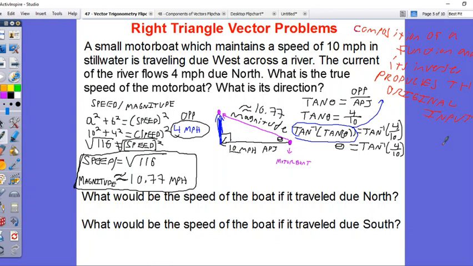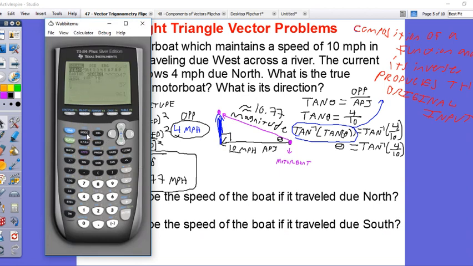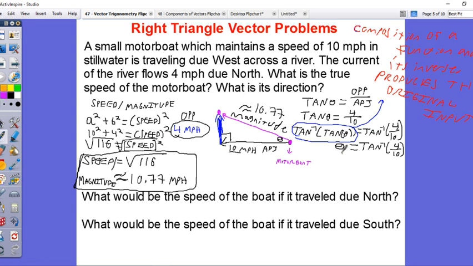So that's just one good note to know. So theta is equal to the inverse tangent of 4/10. So get my calculator, make sure my mode is degree mode, and I find the inverse tangent of 4/10. The theta is equal to 21.8 degrees. But we're not done yet. So this theta is equal to 21.8 degrees.